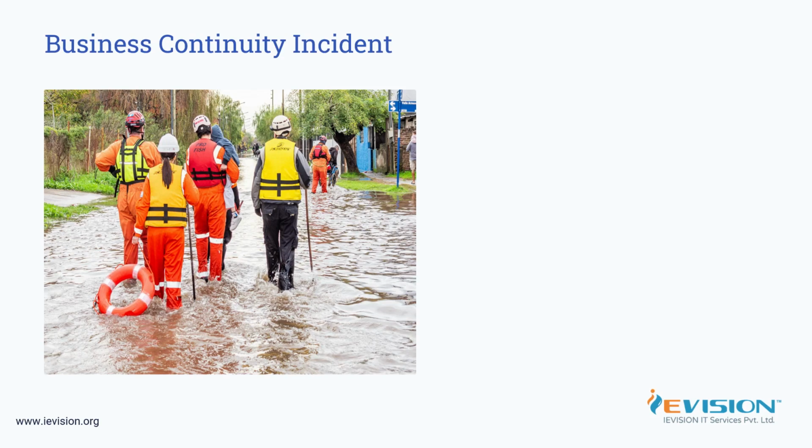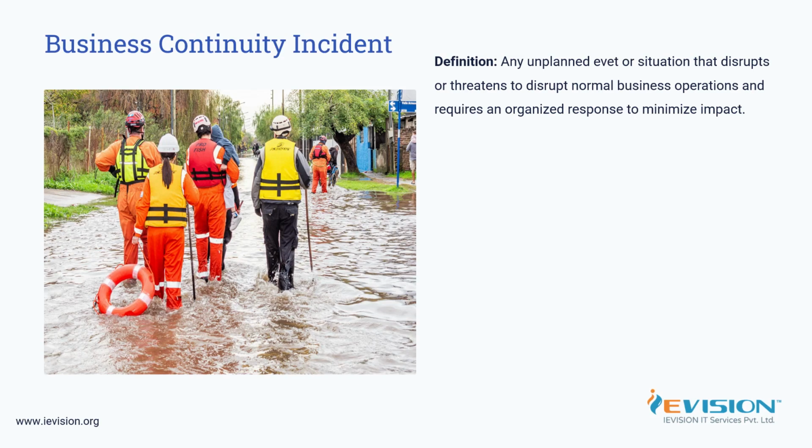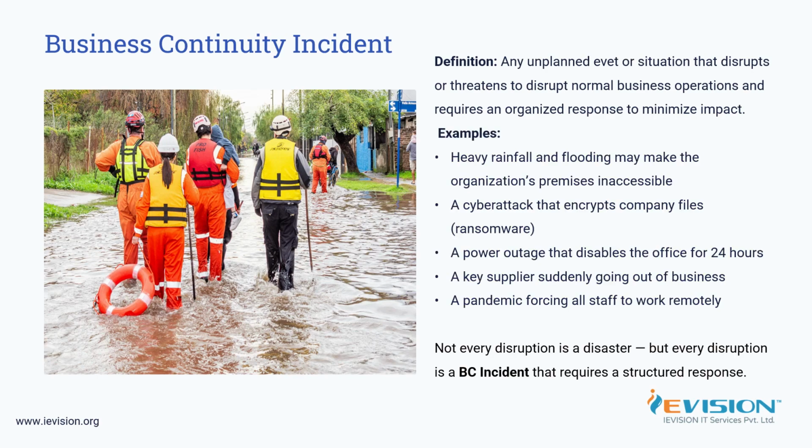So, business continuity incident. I'll come back to the definition part of it. You will understand all that with some examples. A heavy rainfall and flooding may make the organization's premises inaccessible. A cyber attack that encrypts a company's files, as in a ransomware attack. A power outage that disables the office for 24 hours. A key supplier suddenly going out of business. A pandemic forcing all staff to work remotely.